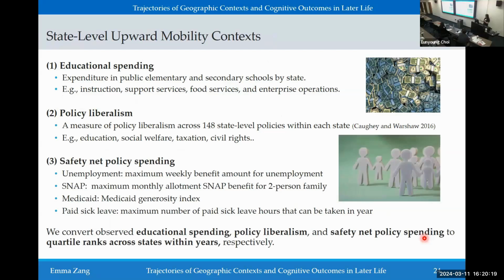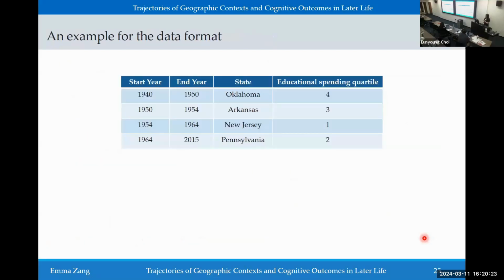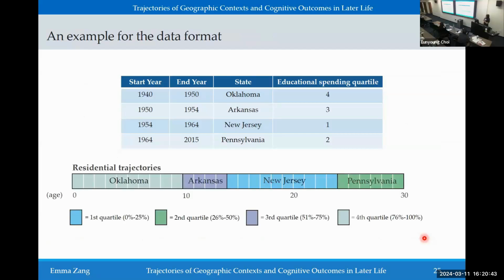I'll skip this because of the time limit. Basically, I want to show you some of the trajectory stuff. This is an example of the data format we have. For each person, we have the start year and end year of each state they lived in, and then we have their educational spending quartile, 1, 2, 3, 4. We could also visualize their residential histories using this figure, and different colors represent different quartiles.